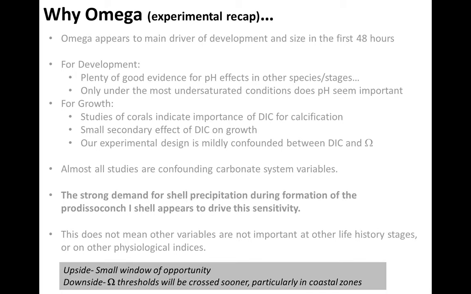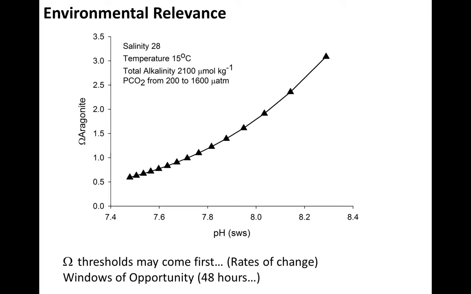The downside of these omega thresholds, or the fact there's a sensitivity to omega and it's above undersaturation, is that we're going to cross some of these sooner, particularly in coastal zones. And so just to wrap up, I want to give you a little bit of environmental relevance.